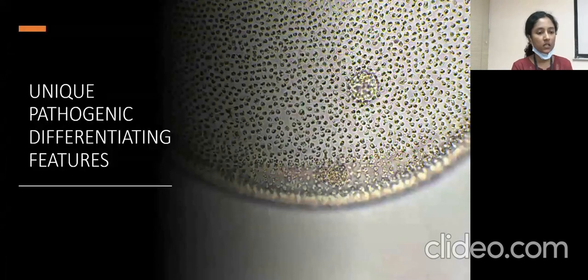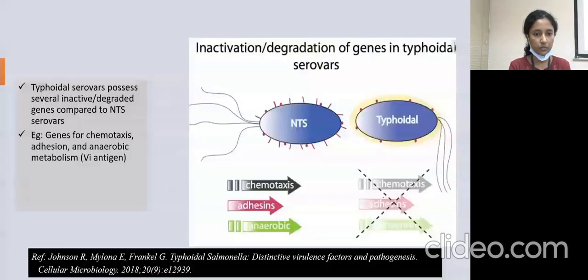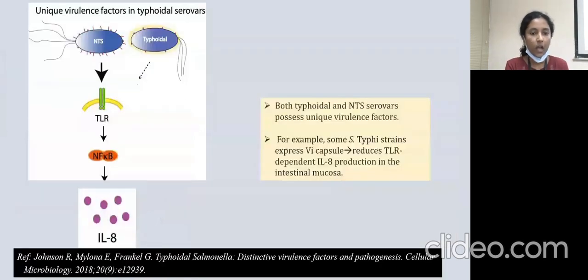Now, I'd like to discuss a few of the pathogenic differentiating features between both. In typhoidal serovars, they have several inactivated or degraded genes. So they do not have any way of performing chemotaxis or adhesins or anaerobic metabolism through the Vi antigen, while non-typhoidal Salmonella can.